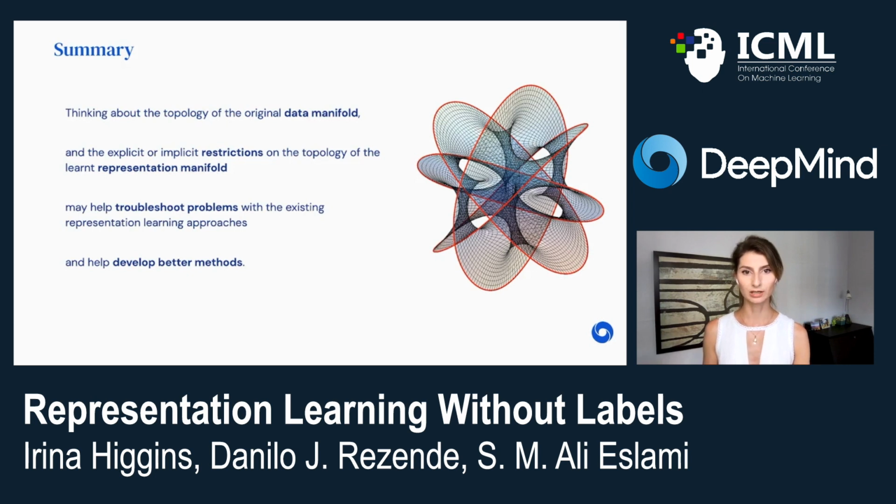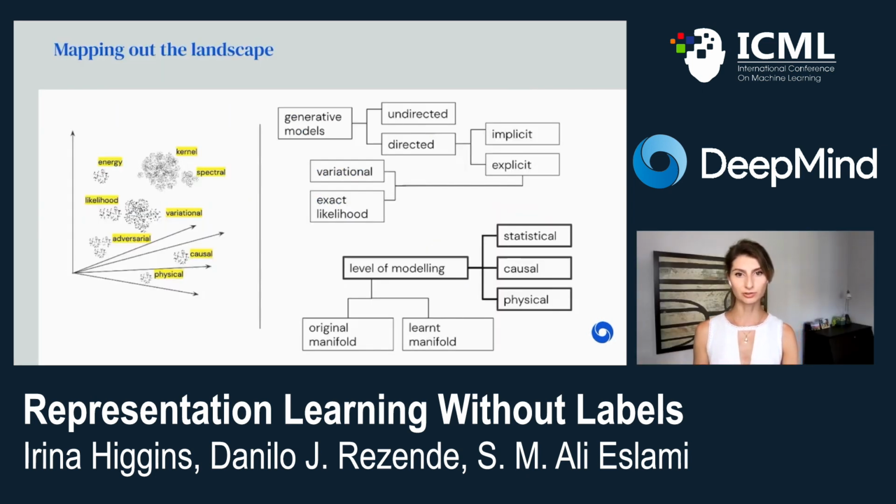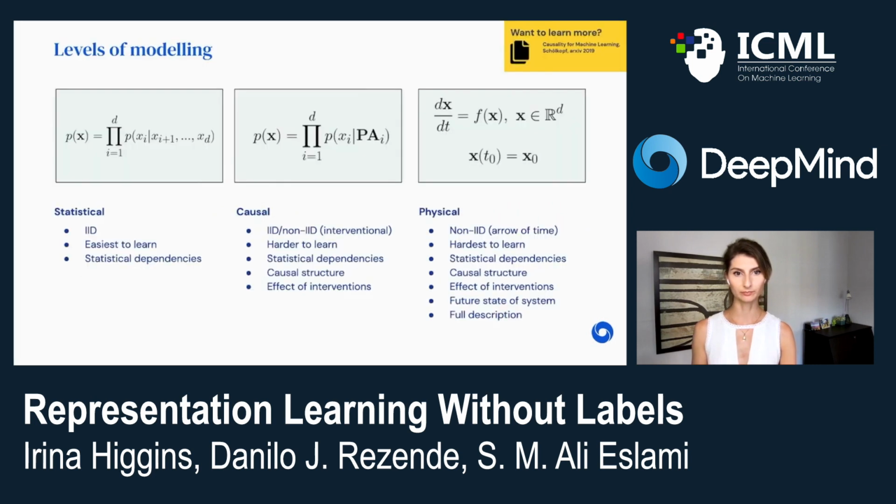To conclude, thinking about the topology of the original data manifold and the explicit or implicit restrictions on the topology of the learned representation manifold may help troubleshoot problems with the existing representation learning approaches and help develop better methods. Now, let's turn our attention to the different levels of modeling.